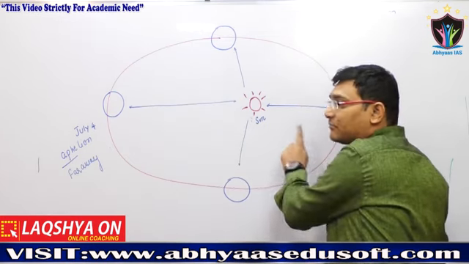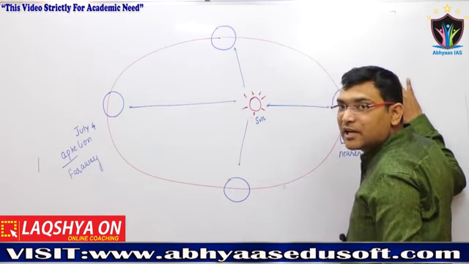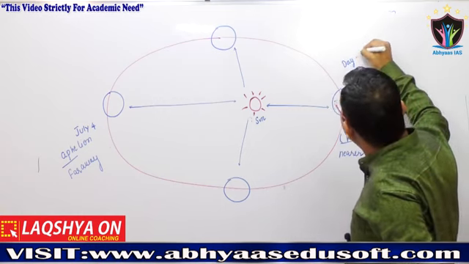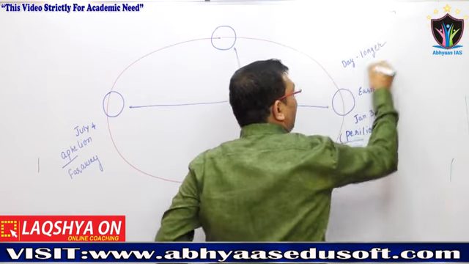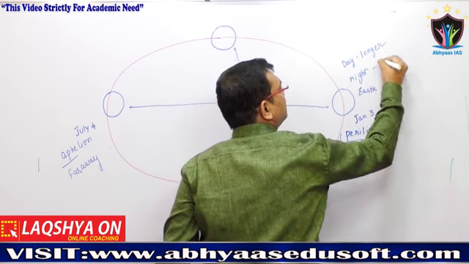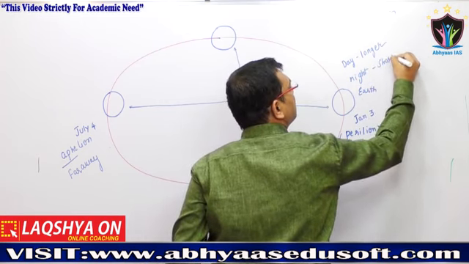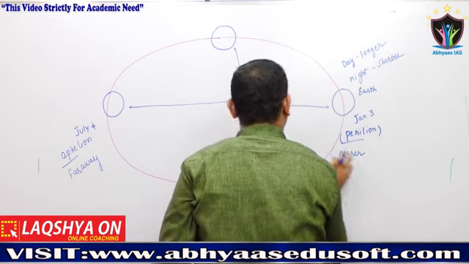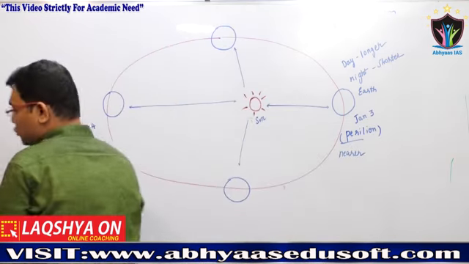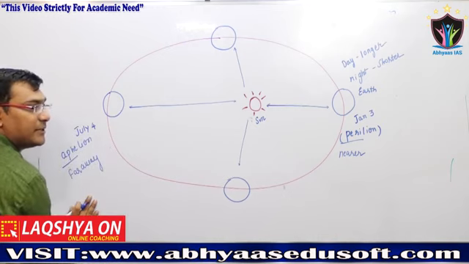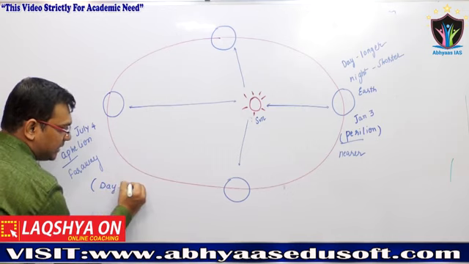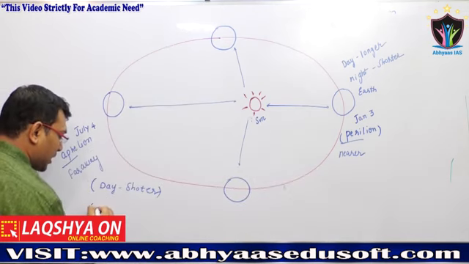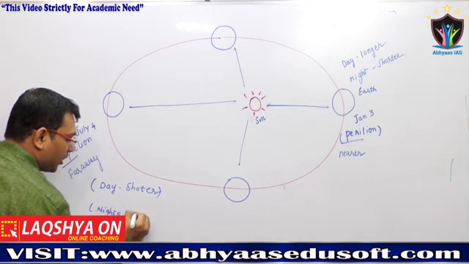So earth at that time, what will happen? On January 3rd, your day will be longer, and night will be shorter. Day will be longer, night will be shorter. And here, this is your January 3rd, nothing but perihelion. Now July 4th, that is nothing but far away. So day will be shorter here, and your night will be longer.